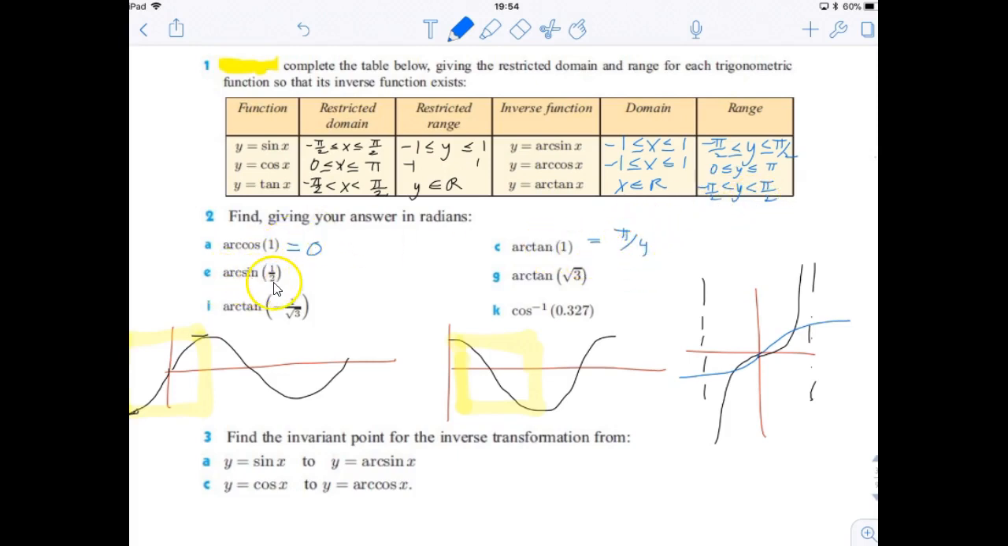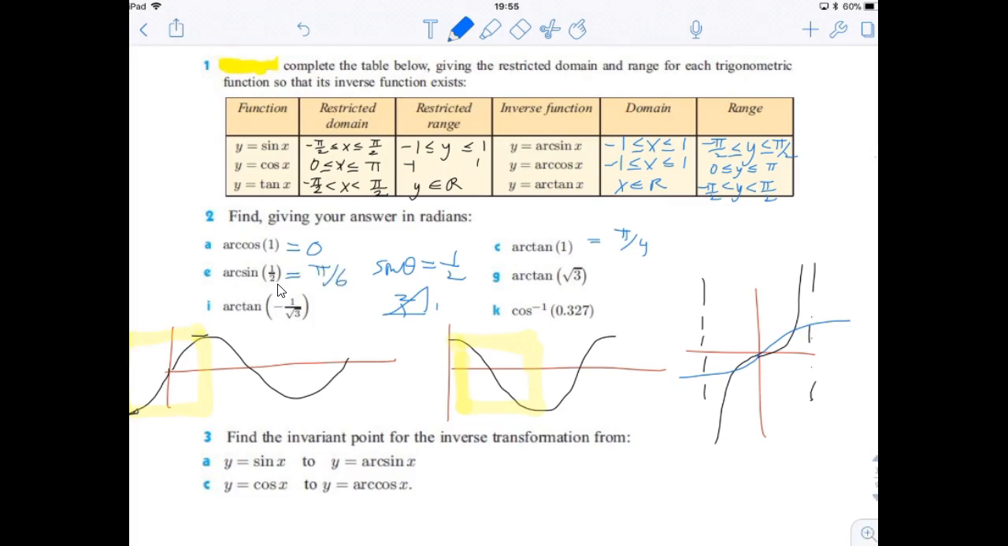What about arcsine of a half? So arcsine of a half is saying what angle has a sine of a half? And if you remember from unit circle, that would be a triangle that has an opposite of 1 and a hypotenuse of 2. That would be a 30, 60, 90 triangle, and it would be the narrower side, which would be 30 degrees. So it would be pi over 6, right?